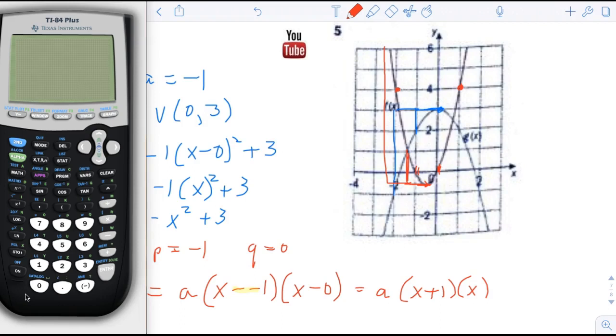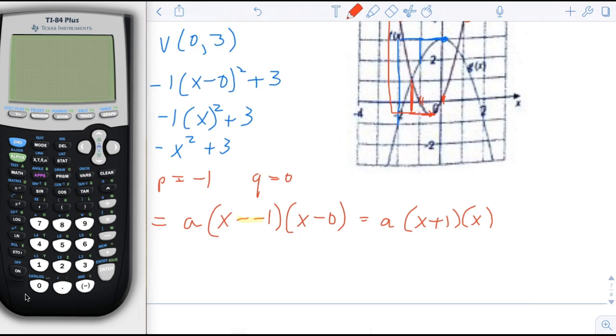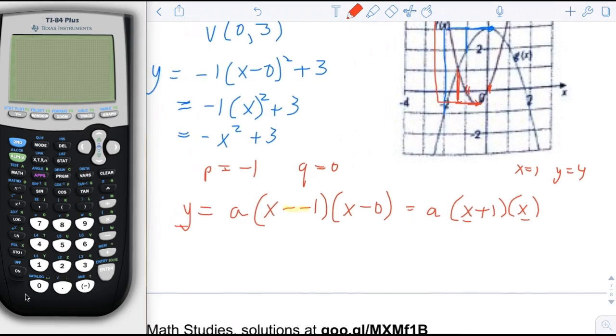Okay. So let's use this one, for example. This coordinate here looks like it's 1, 4. Is that right? Yeah, it's 1, 4. What we can do is substitute x equals 1 and y equals 4 in for the x values and the y values here. So we'll rewrite it here. Y equals A times x plus 1 times x. We're going to substitute in x equals 1 and y equals 4.